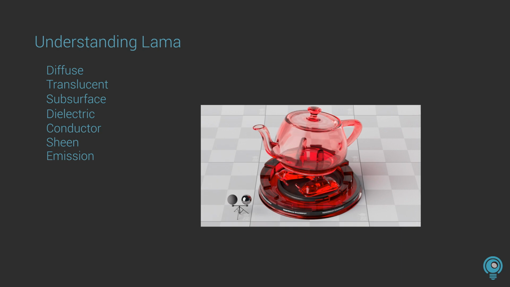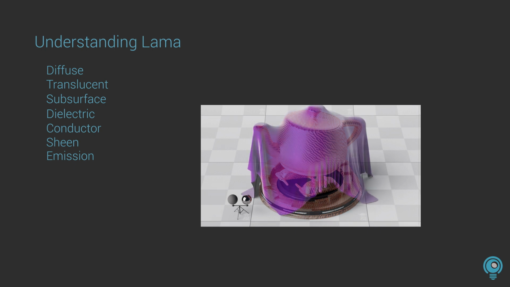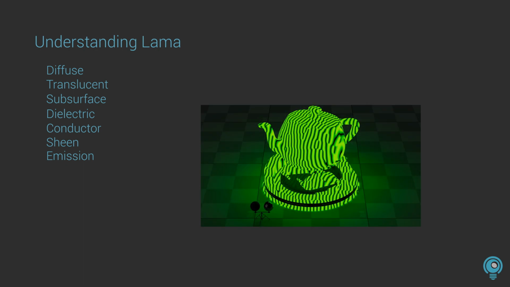We then have dielectrics, which are used for specular. So it basically replicates refraction and coatings. We then have conductors, which are specular for metal. So we have some pretty complex IOR settings in there, as well as a more artistic setting. We then have sheen, which we can use for peach fuzz, dust, and clothing. And finally, we have emission, which we can use for light, screens, and LEDs.